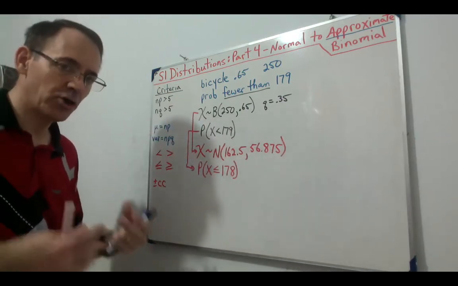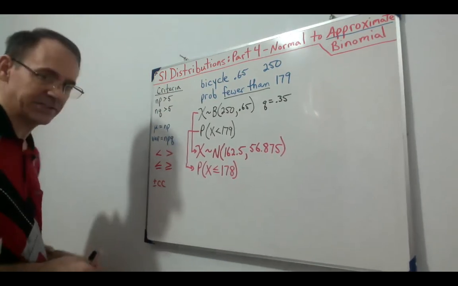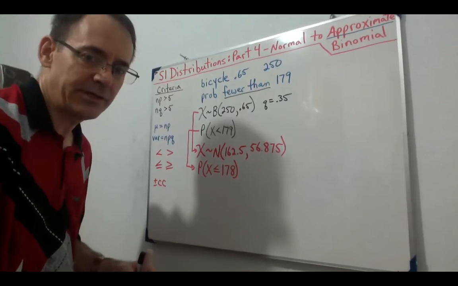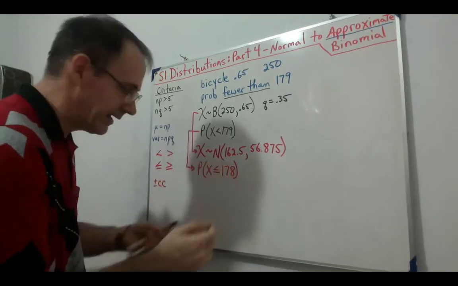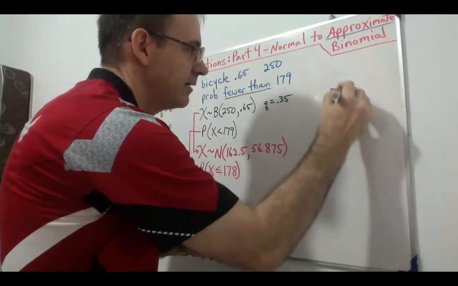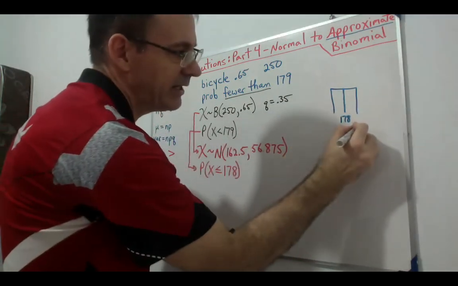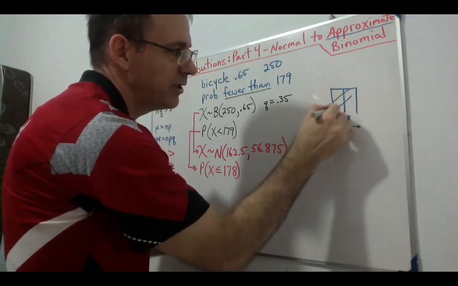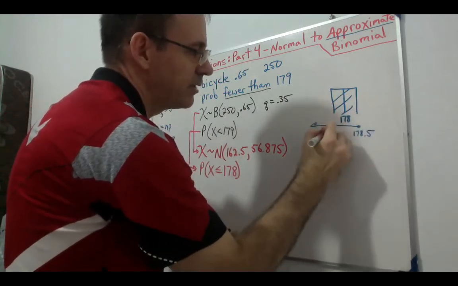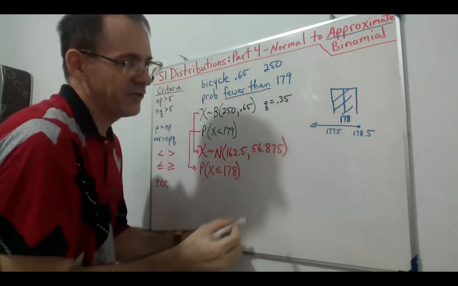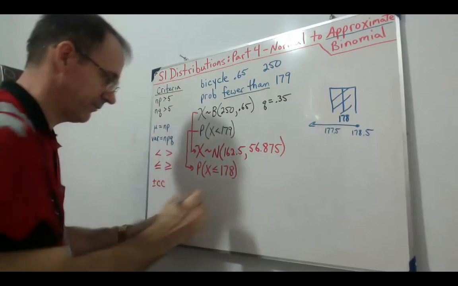Now we can go ahead into our Z, our standardizing, but we need to remember to do the continuity correction. Since this says less than, our continuity correction is going to be the right-hand side. Here's our 178. Since we want less than, we need to start at the right-hand side so that we include the 178 block. So this is 178.5. This side would have been 177.5. If we were going greater than, we would have used this one. But since this is less than, we use the 178.5.